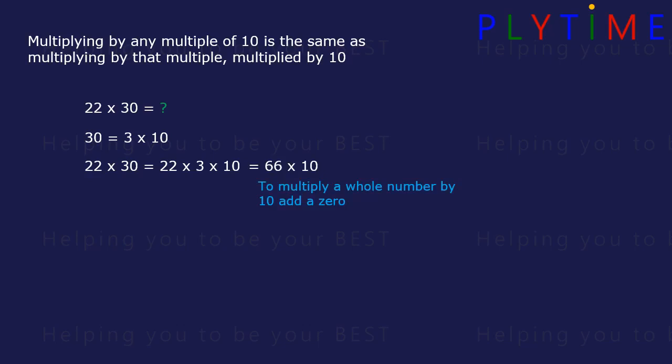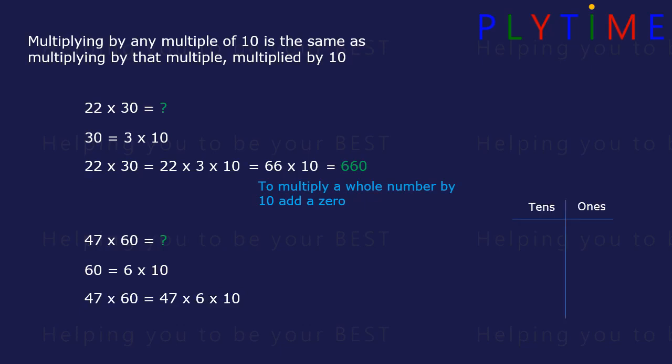And to multiply a whole number by 10, we move the digits one place to the left and add a 0. Becomes 660. What about 47 times 60? 60 is 6 times 10, so it's the same as 47 times 6 times 10. Let's do our long multiplication.